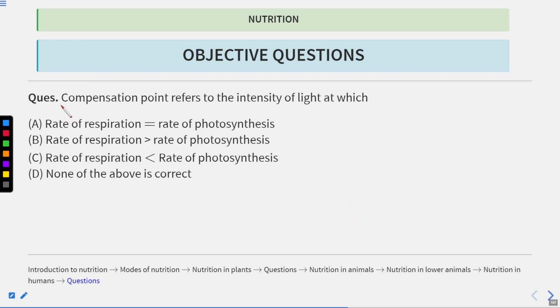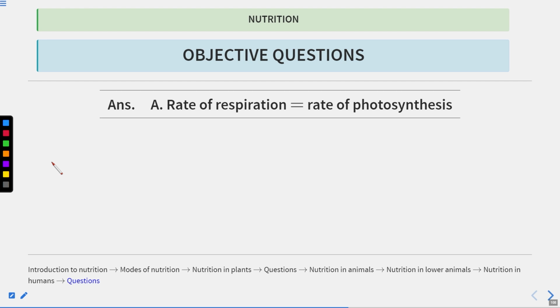Now let's have a look at the options. Now you will be able to answer this question. The first option is rate of respiration is equal to the rate of photosynthesis. Option B is rate of respiration is greater than rate of photosynthesis. Option C is rate of respiration is less than rate of photosynthesis. Option D is none of the above is correct. Now what should be the answer? Option A is correct. Rate of respiration is equal to the rate of photosynthesis.